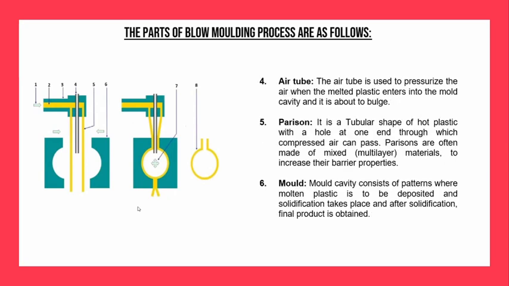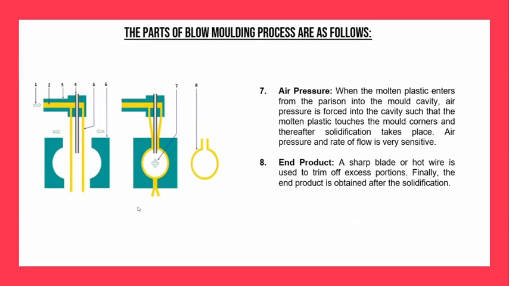Number 4 represents the air tube through which the air is supplied to the mold cavity. Number 5 represents the parison, which is the tubular shape of hot plastic. Number 6 represents the mold. Number 7 represents the air pressure region. Number 8 represents the end product.